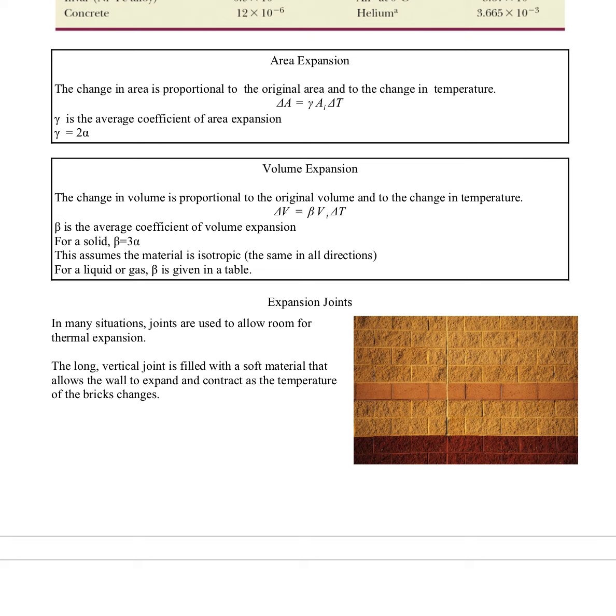And a simple example of where this is used is in construction of roads and buildings. You have to allow for thermal expansion. And so expansion joints will be intentionally leaving a gap so that the object is able to expand without disastrous consequences.